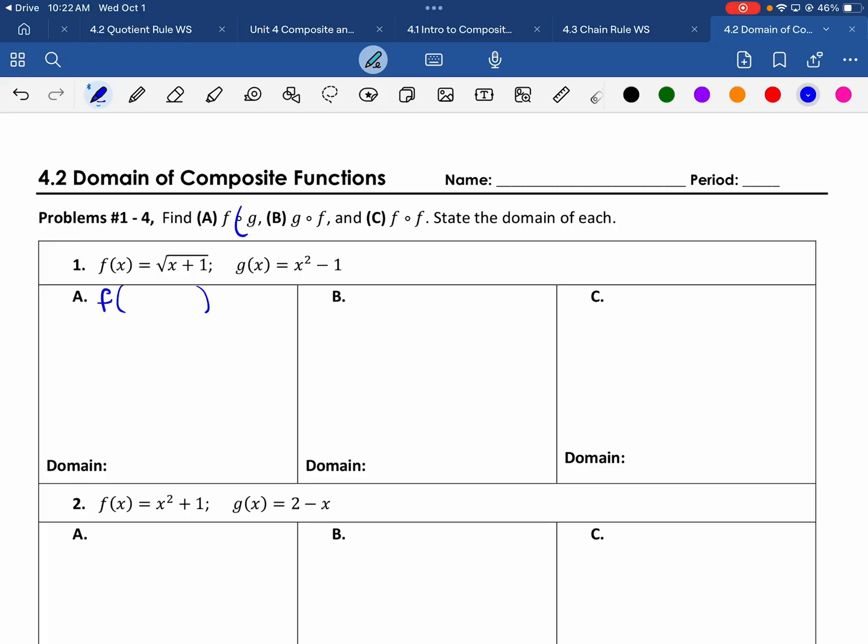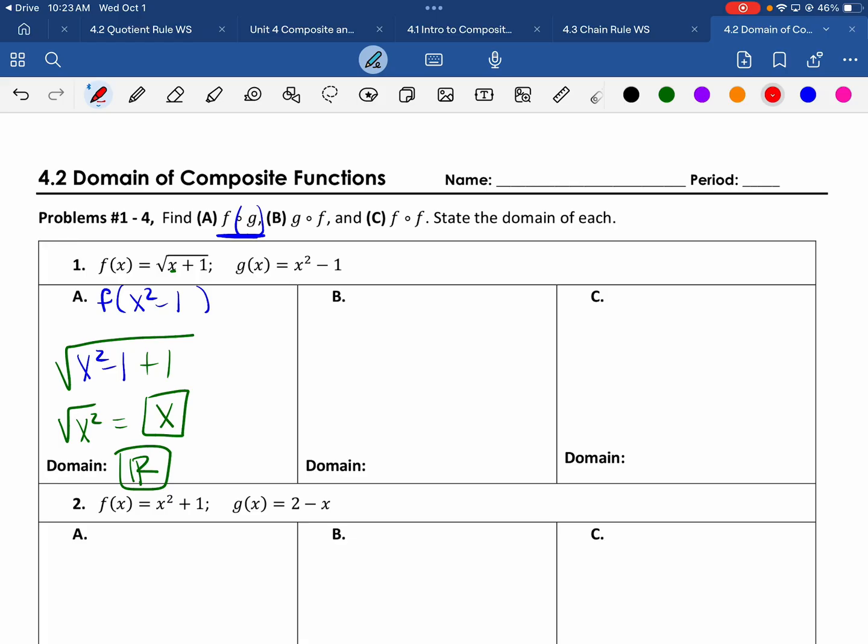So on A for f of g, all right, so A is right here, f of g. G is x squared minus 1. So I'm going to put that guy in place of the x in f. So I have the square root of x squared minus 1 plus 1, which gives me the square root of x squared, or x. All right, so here's my composite. Any domain restrictions? Nope. What about the inside? Nope. So if there's no domain restrictions, your domain's all real numbers.